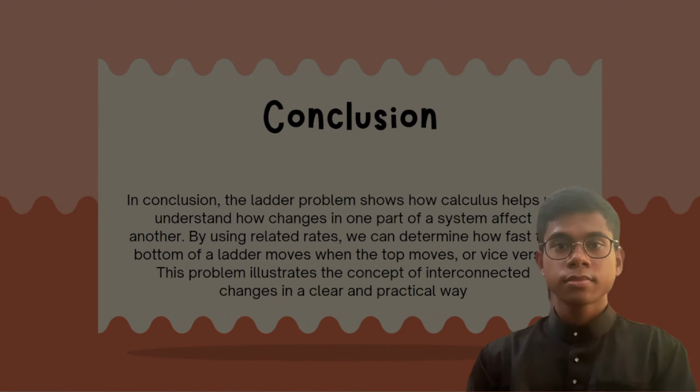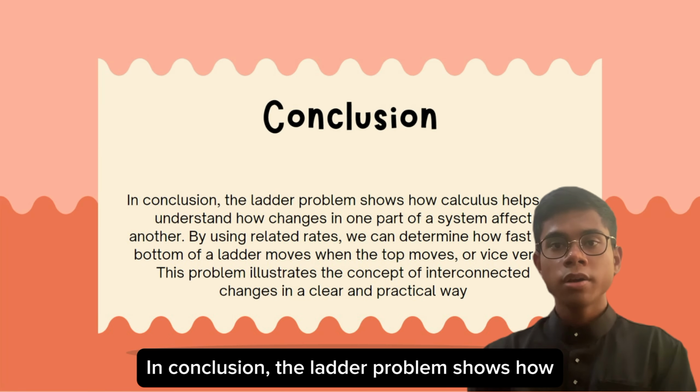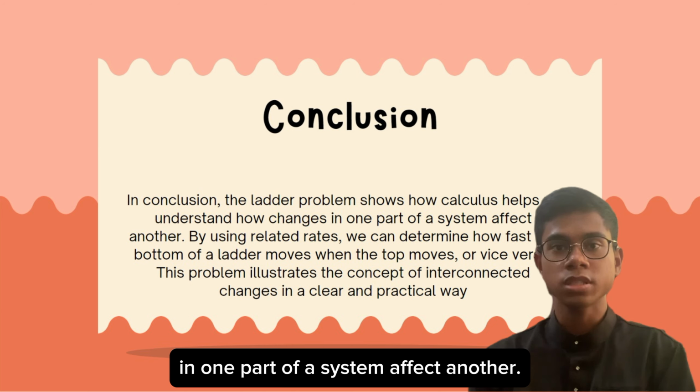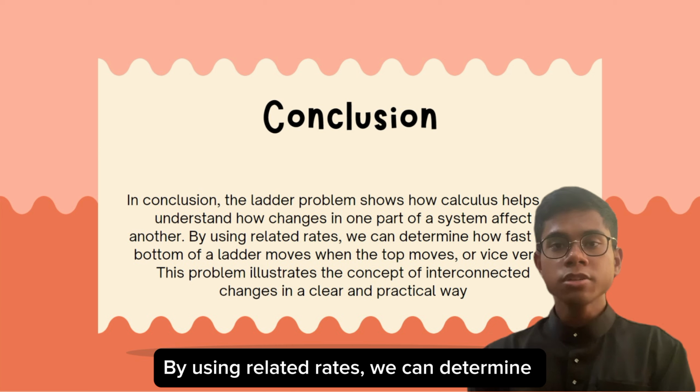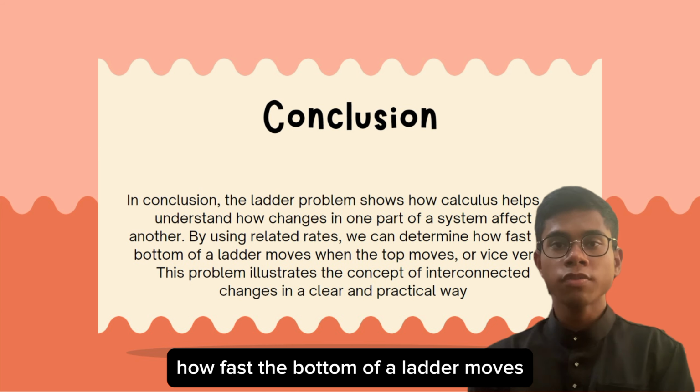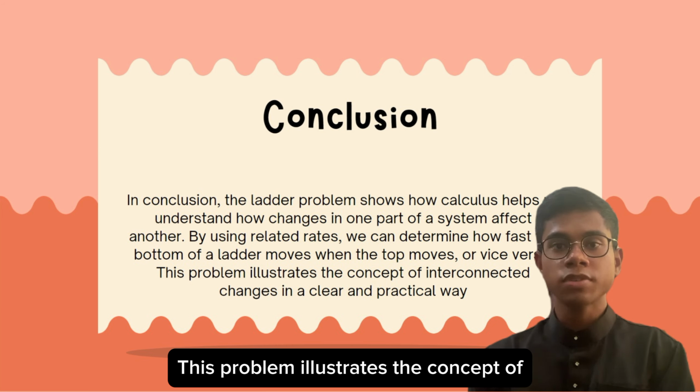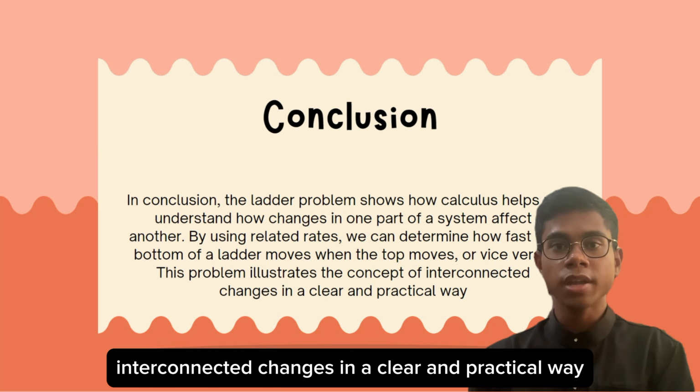1.9778. In conclusion, the ladder problem shows how calculus helps us understand how changes in one part of a system affect another. By using related rates, we can determine how fast the bottom of a ladder moves when the top moves, or vice versa. This problem illustrates the concept of interconnected change in a clear and practical way.